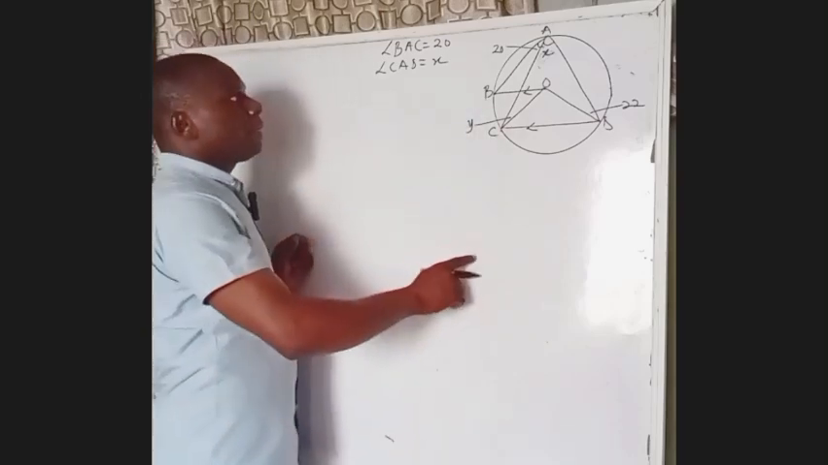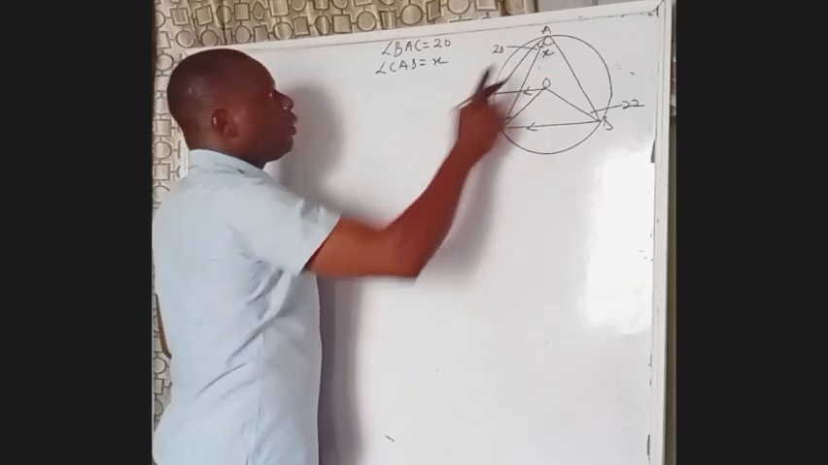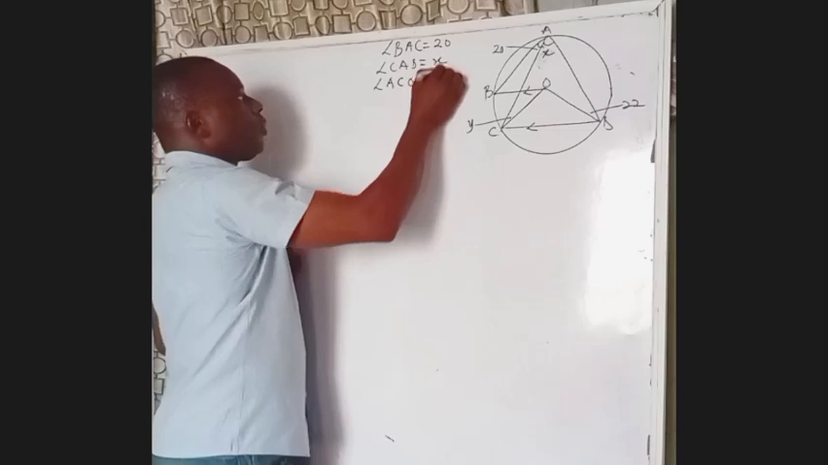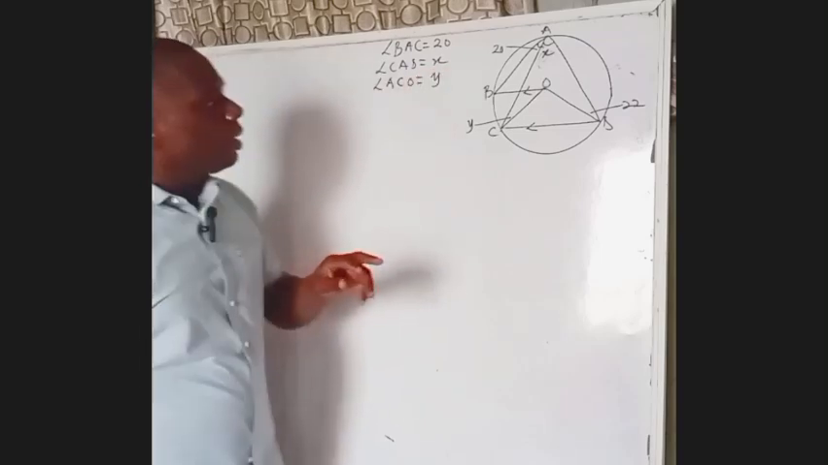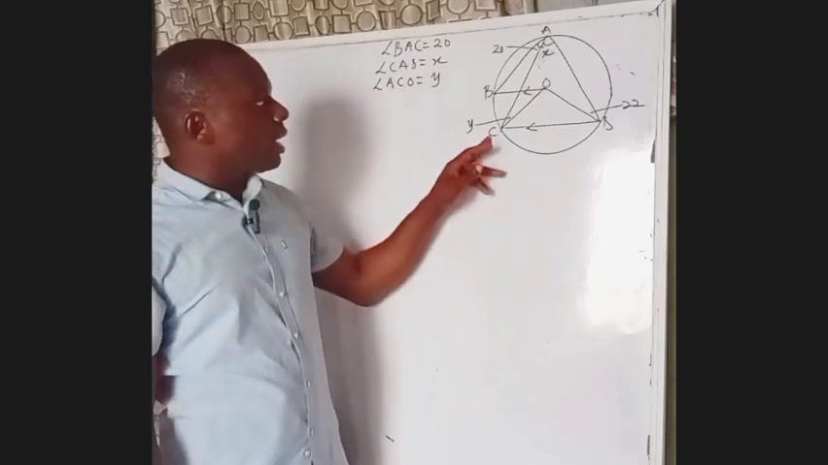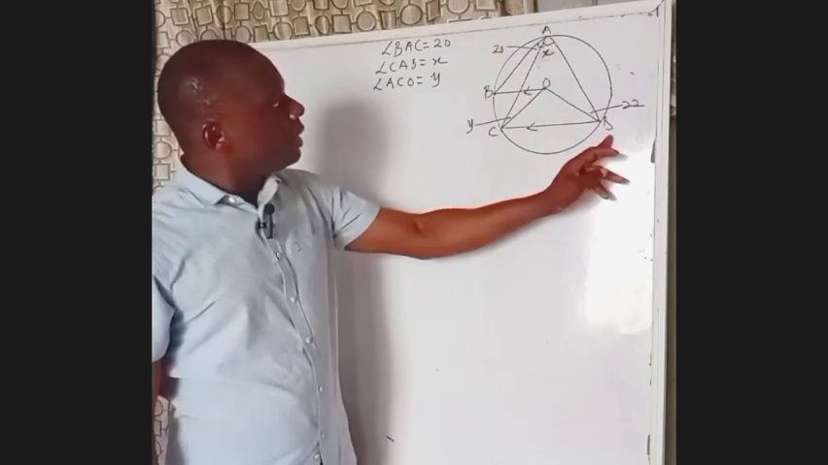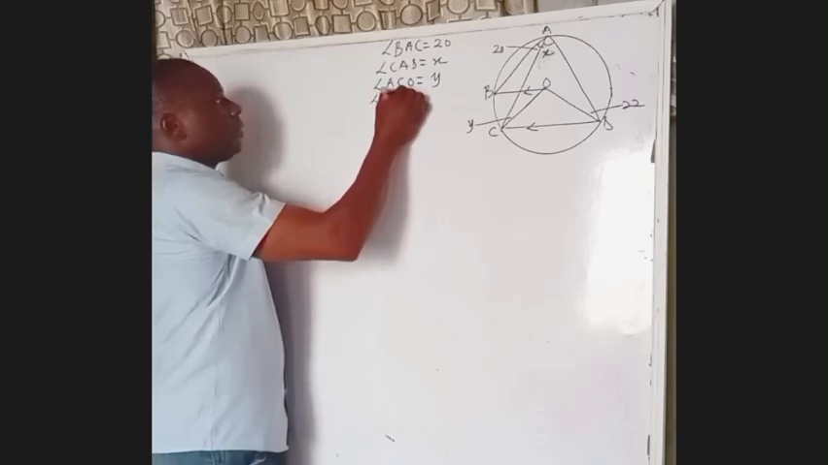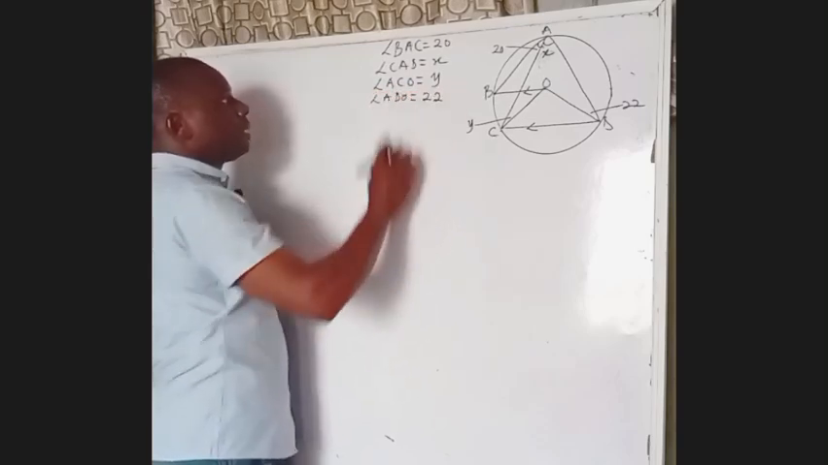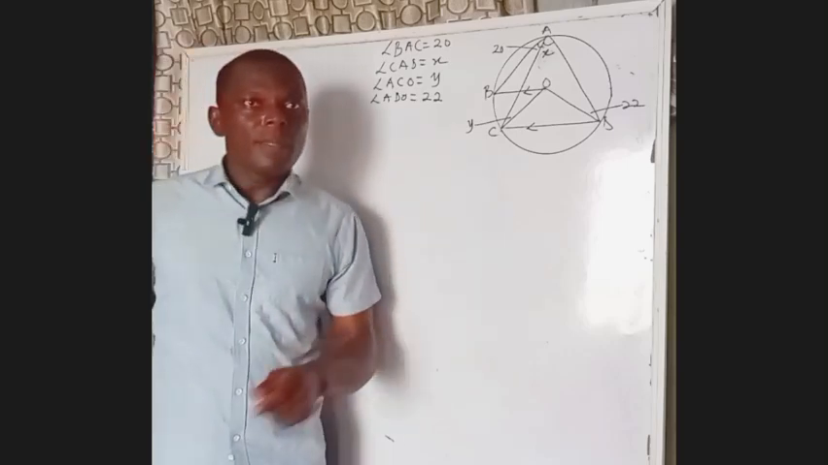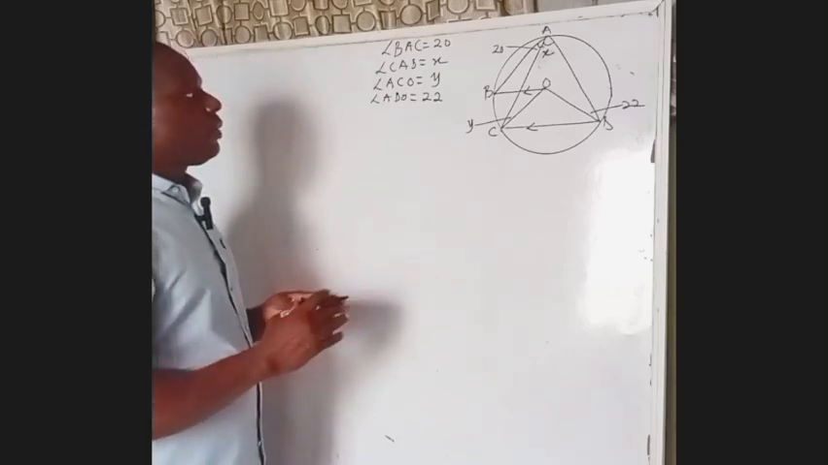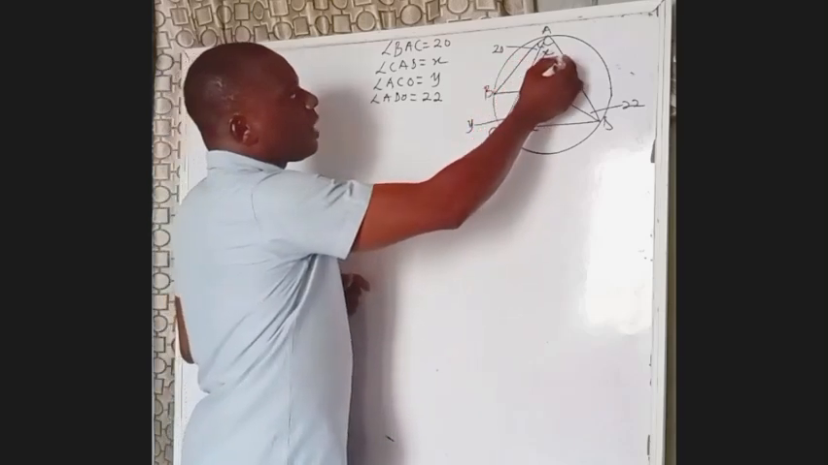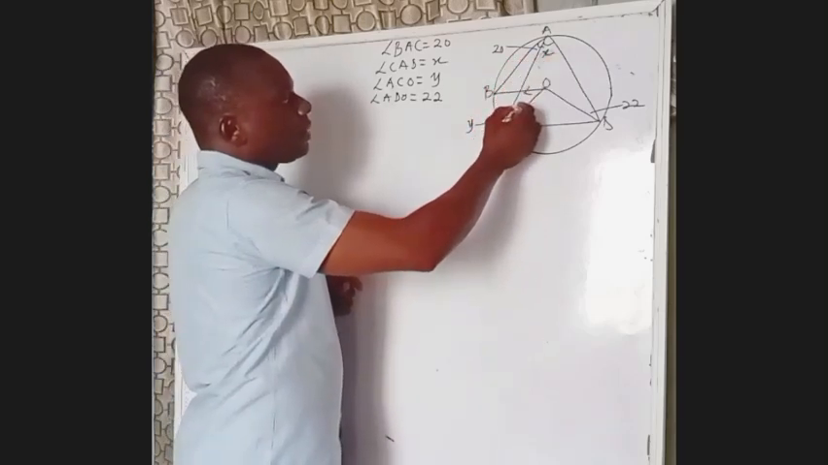Then we are also asked to find angle ACO, which is y. We could also see that angle ADO is 22 degrees. Now there are so many things we could do here. You could notice that if we obtain the value of x, we can obtain all of these angles.